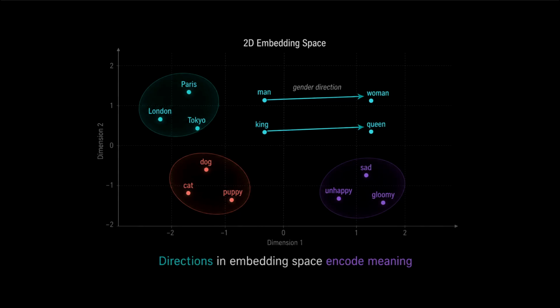So these embeddings are not just a random list of numbers. The space itself has structure. It encodes relationships, concepts, and patterns about how language works.